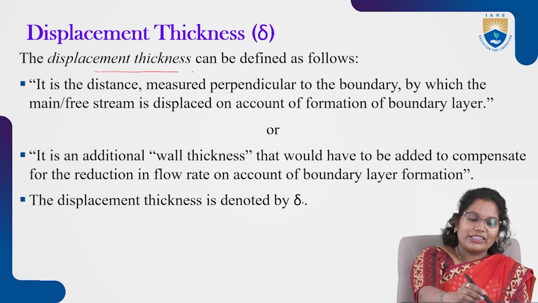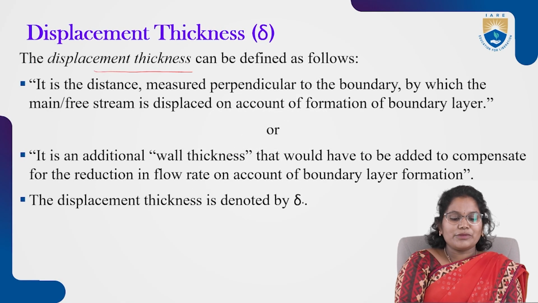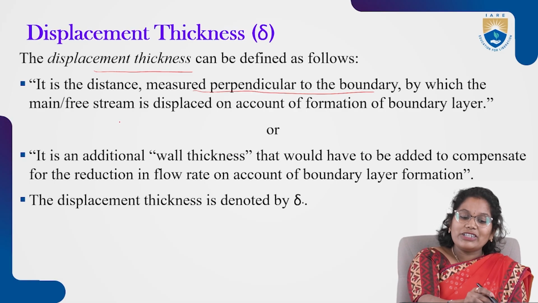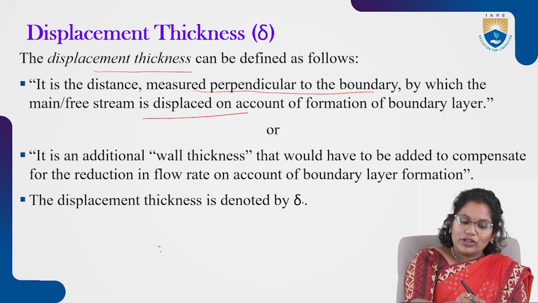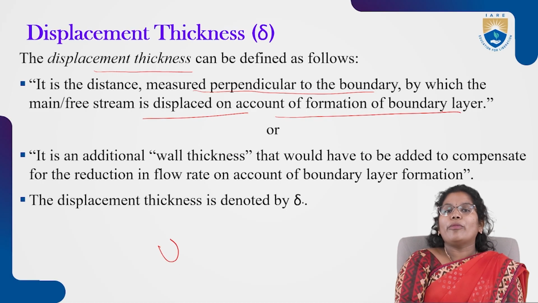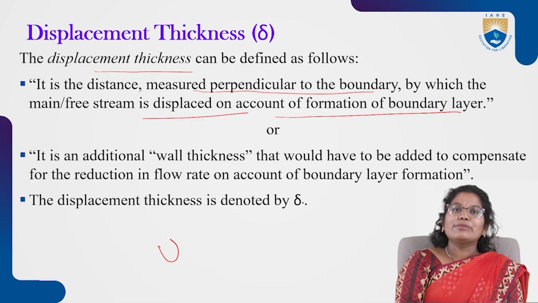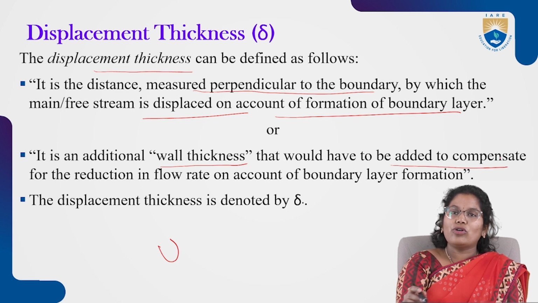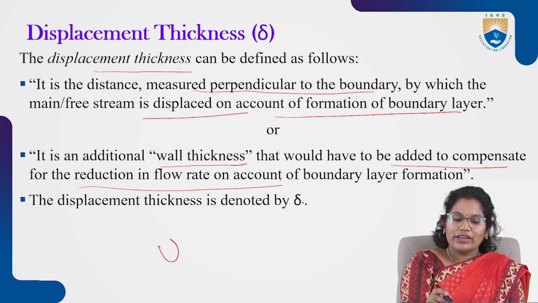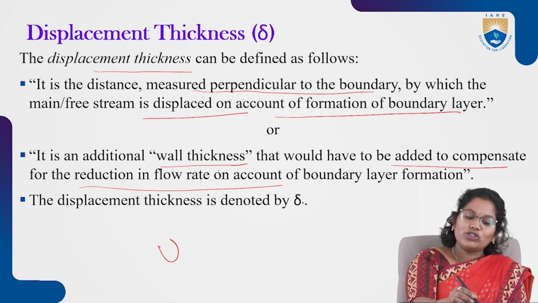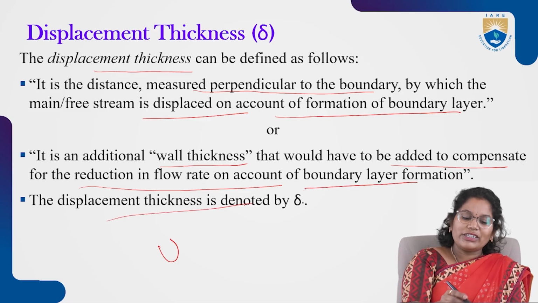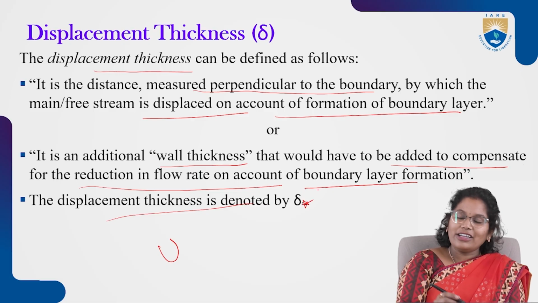The displacement thickness, as we just discussed, is the distance measured perpendicular to the boundary by which the mainstream is displaced. Mainstream U is displaced on account of the formation of the boundary layer. That is your displacement thickness. It is the additional wall thickness that would have to be added to compensate for the reduction of flow rate on account of boundary layer formation, right? This displacement thickness is denoted by delta star.